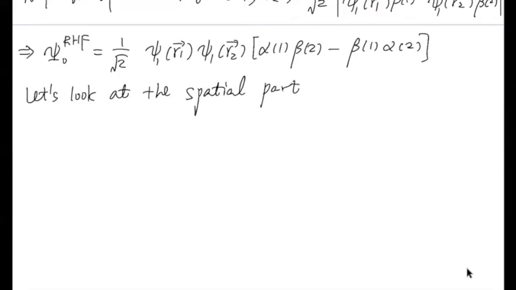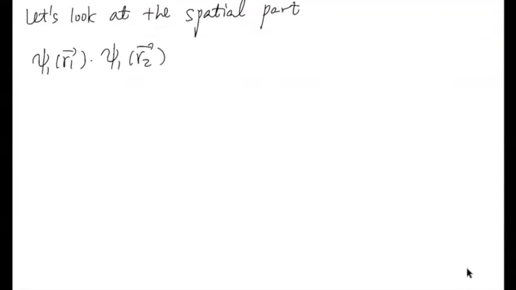What is the spatial part? Well, the spatial part is just psi 1 R1 times psi 1 R2. Now, psi 1 is the first molecular orbital, right? So the first term, psi 1 R1, means electron 1 is in molecular orbital 1. Psi 1 R2 means electron 2 is in molecular orbital 1, right?